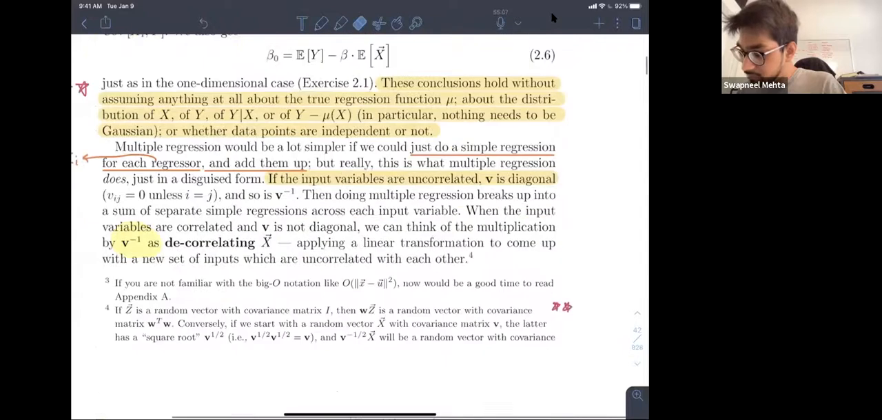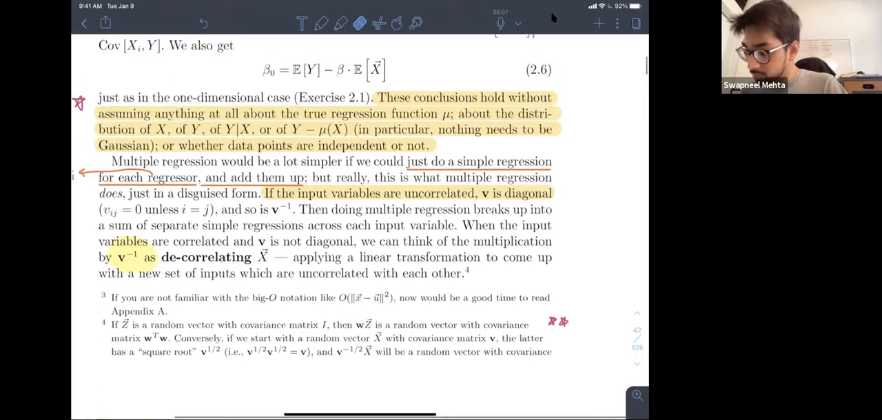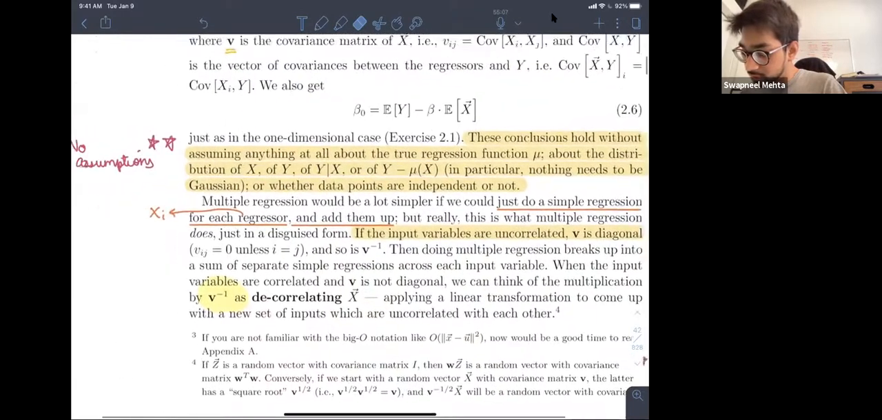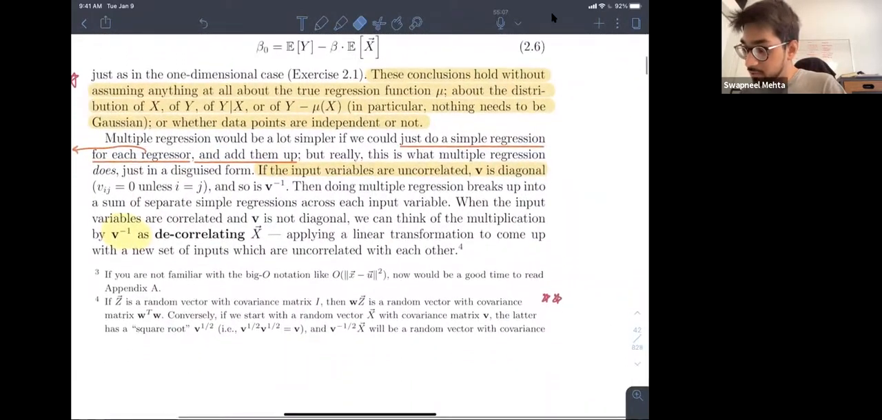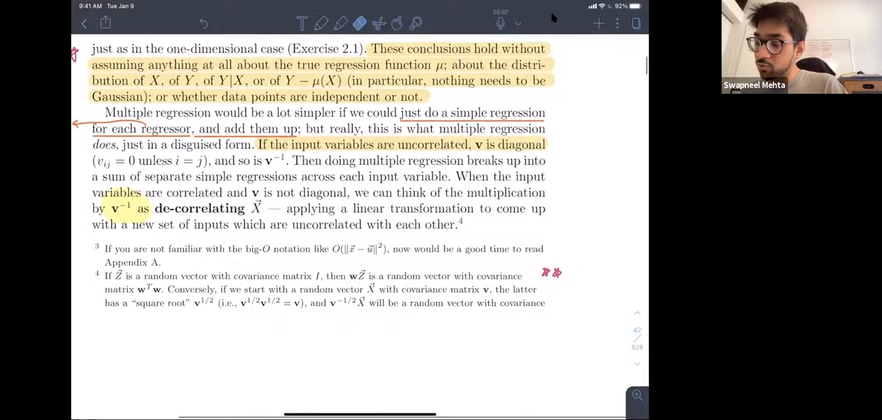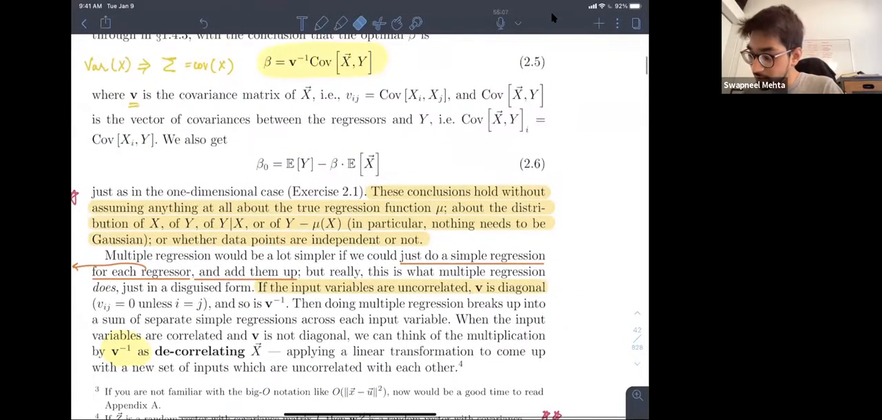These conclusions hold without assuming anything at all about the true regression function, about the distributions of x, of y given x, or y minus mu x. In particular, nothing needs to be Gaussian, or whether data points are independent or not. That is a crucial point. This works without assumptions, which is also why linear regression is so widely used, because it doesn't have to make any of these assumptions to arrive at these estimates for these parameters.